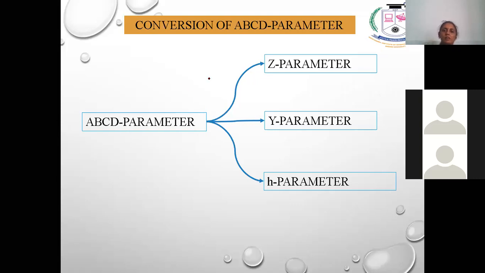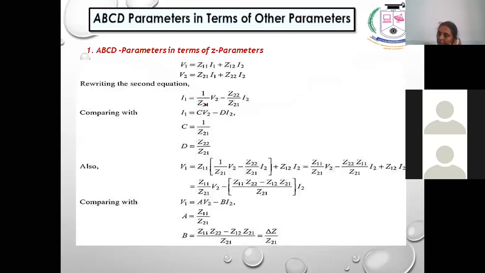See, we are taking the Z parameter equation, V1 is equal to Z11 I1 plus Z12 into I2. And V2 is equal to Z21 I1 plus Z22 into I2. Now, rewrite the second equation here. So, here only you will get confused whether to rewrite the first equation or second equation. Because in some expressions, we will rewrite the first one. In some expressions, we will rewrite the second one. So, you have to check that by comparing that with the parameter equations. Okay, you got it. Very good.